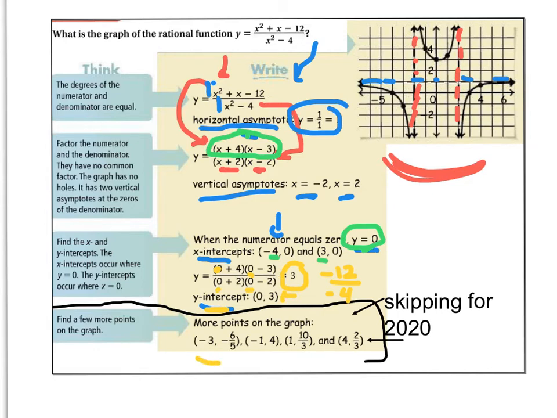Now, last year I required my students to put all these extra points on here to figure out where these branches were. And I'm not going to ask you to do that. We'll maybe explore that through Desmos, but that is one of the harder parts, and I'm going to just wipe that out for 2020 due to the fact that I can't help you. All right.